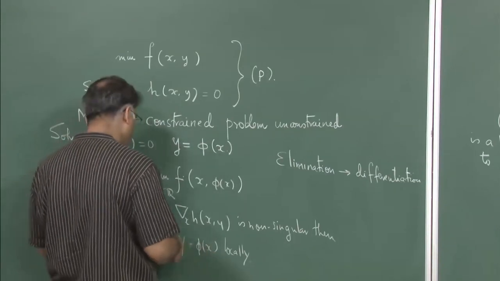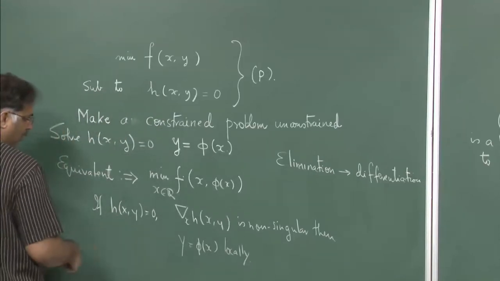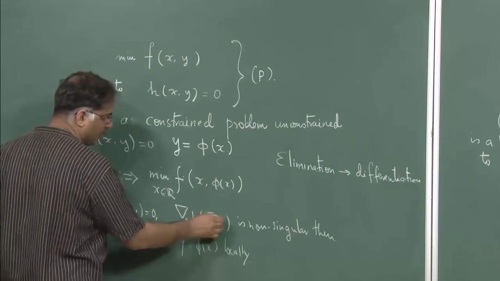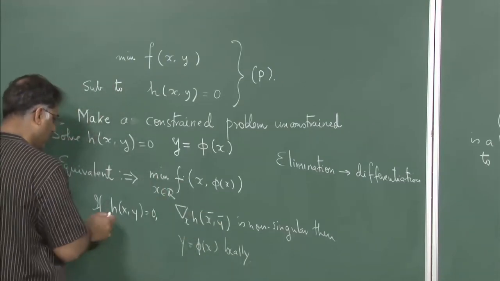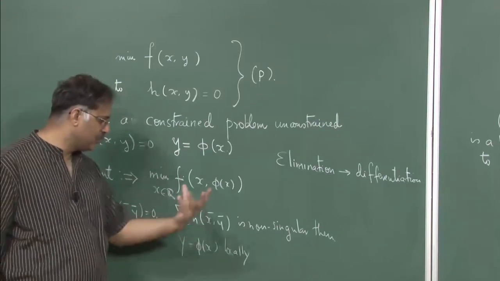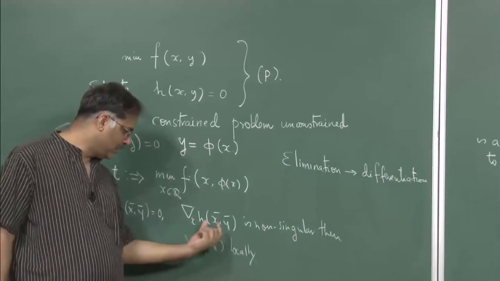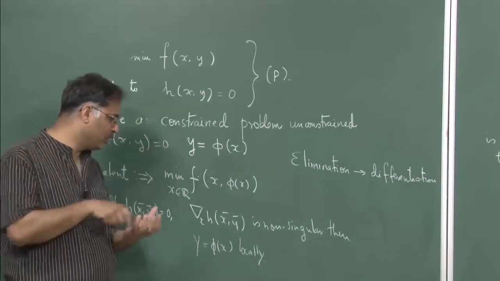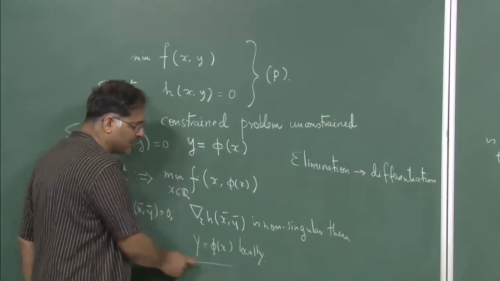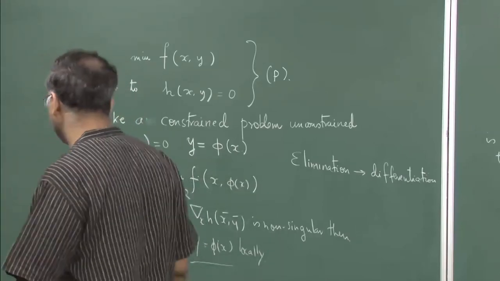Locally means there are certain points near x bar, y bar. So, if x bar, y bar is the solution to this, then there will be certain points around x bar, y bar. So, if this is satisfied, then in a small neighborhood of x bar, y bar, for all pairs of points (x, y), there will be this explicit relation. Of course, y bar would also be phi of x bar.